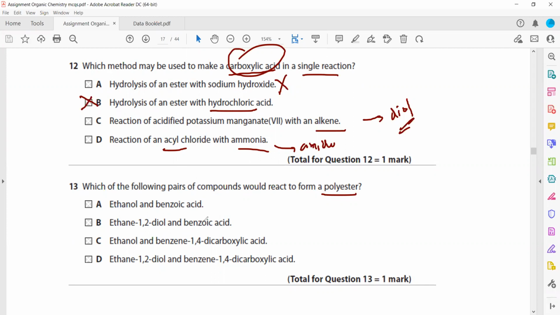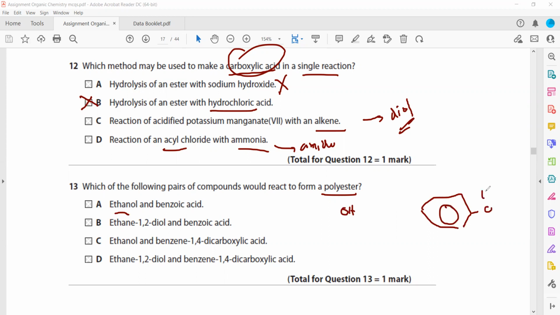So which of the following? And to form a polyester, they should have both ends. Like ethanol can react with benzoic acid, but both ends should have that functional group. Here, ethanol means it should have only one OH group, and benzoic acid means a benzene ring is there. This is a benzene ring.